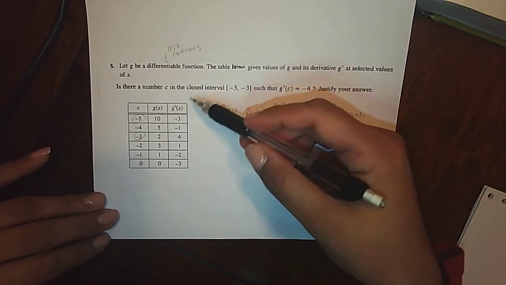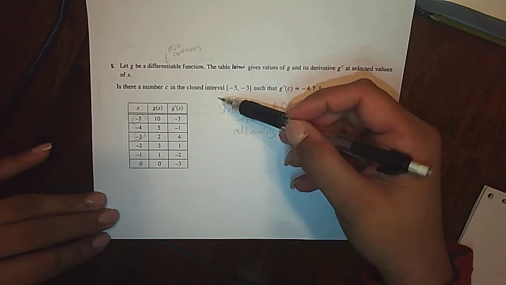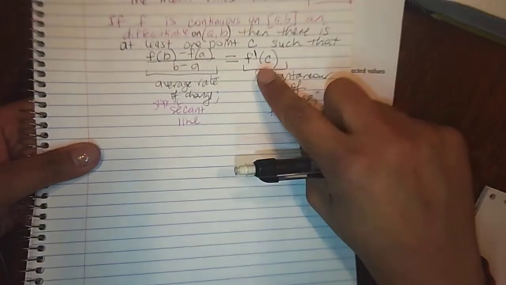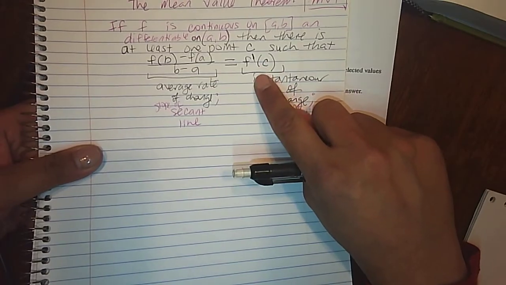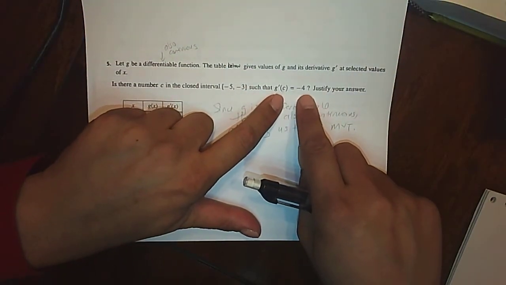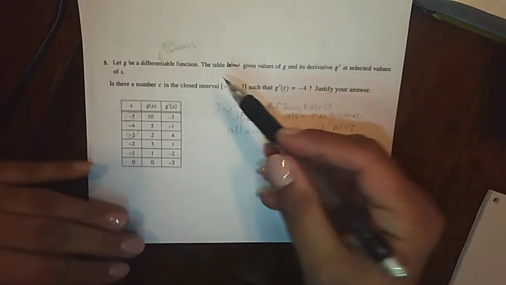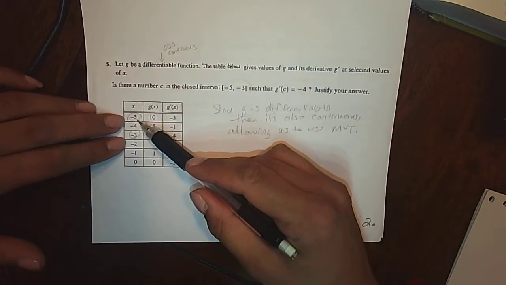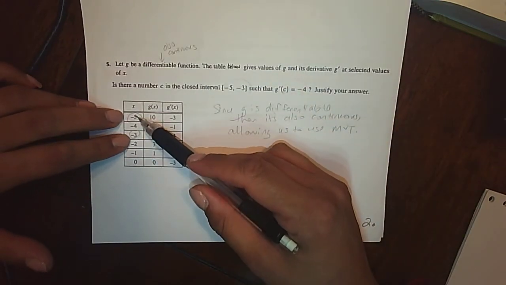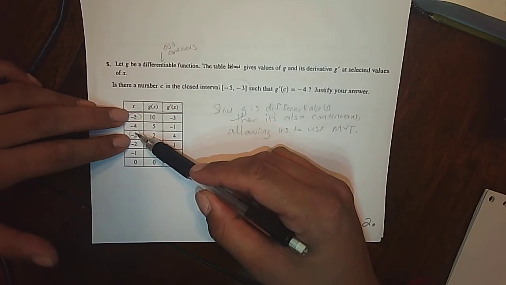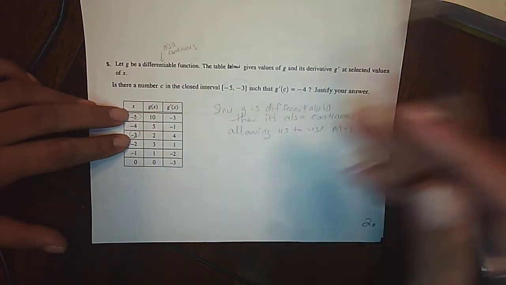Let's go use it. Let's go answer the question. Is there such a number C? So they want my derivative to be -4. So the derivative needs to be -4. Let's confirm that. Let's see if the average rate of change in this interval is -4. I'm only stuck from -5 to -3. That's the interval I'm supposed to look at. I'm finding average rate of change.